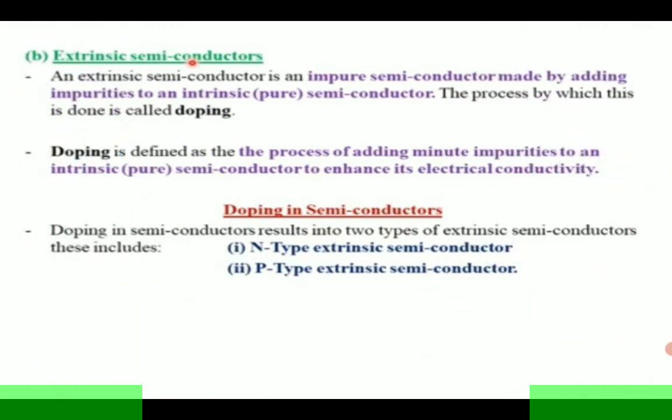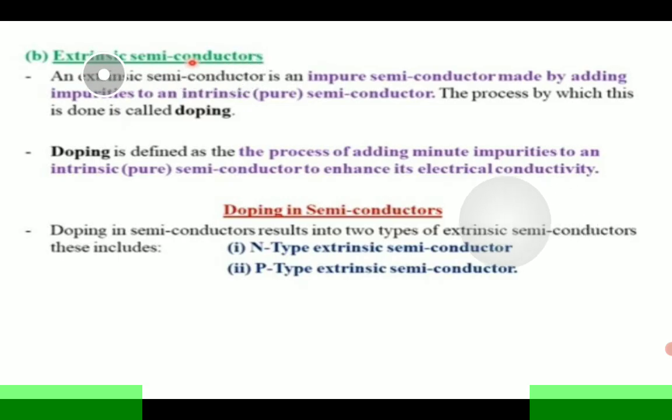Another type of semiconductors, remember we are looking at the types of semiconductors, is what is called extrinsic semiconductors. The first type we looked at in the previous slide is intrinsic semiconductors. Intrinsic semiconductors are those whose conductivity can be increased by simply raising their temperature, and we have two examples, namely silicon and germanium. What about extrinsic semiconductors?